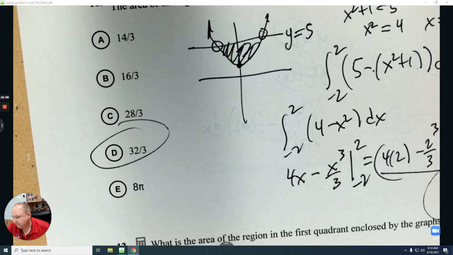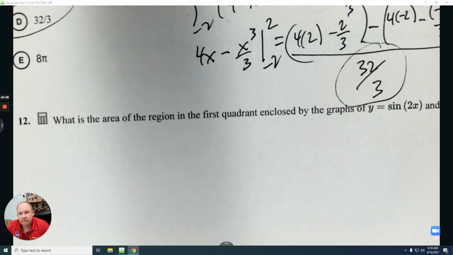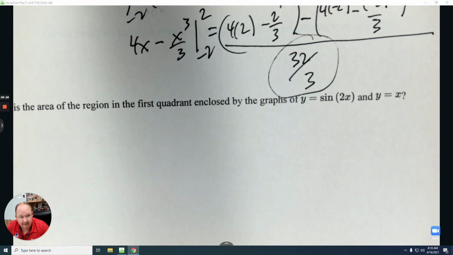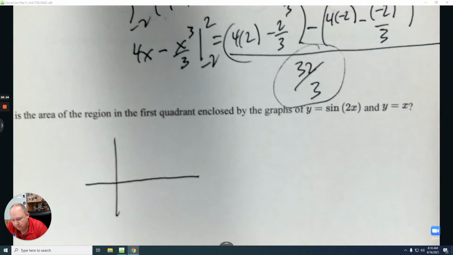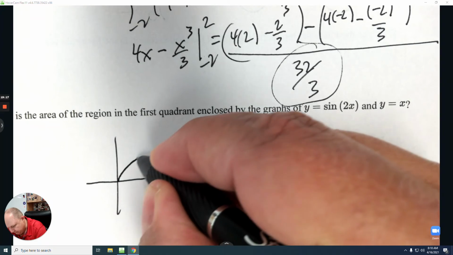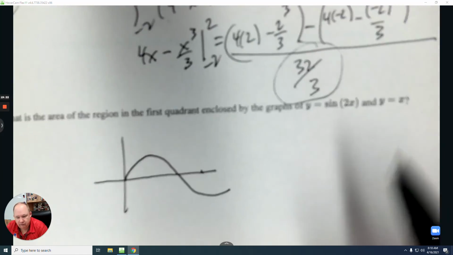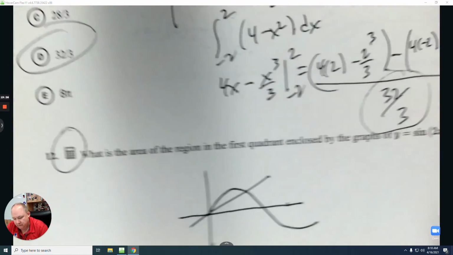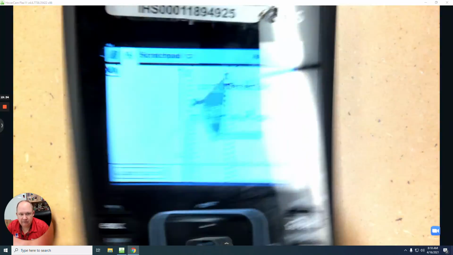Number 12. What is the area of the region in the first quadrant enclosed by the graphs y equals sine 2x and y equals x? So there's sine 2x, there's y equals x, but you do get to use a calculator. So if I'm going to do that, I'm going to use my calculator. This will be our last one on this video, and I'll show you with the calculator what it's going to look like. So it's good practice.